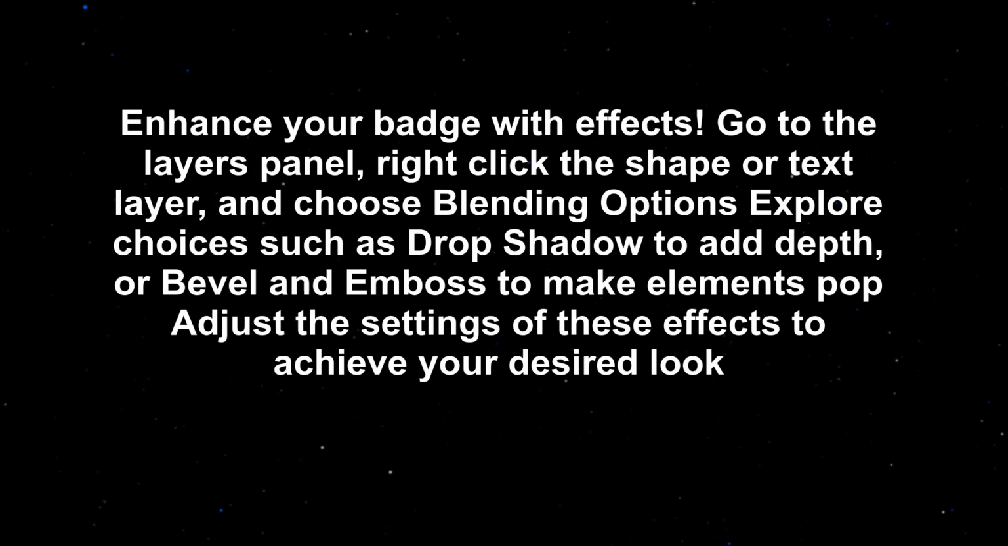Enhance your badge with effects. Go to the Layers panel, right-click the shape or text layer, and choose blending options. Explore choices such as drop shadow to add depth, or bevel and emboss to make elements pop. Adjust the settings of these effects to achieve your desired look.